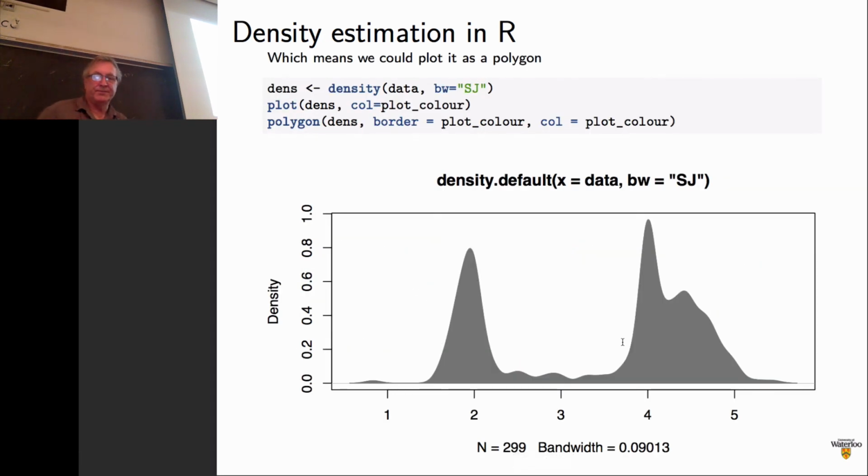In particular, I can get the density. I can plot it. That'll plot the outline here. And if I want it filled in, I'll just do a polygon on the density, because the polygon's going to look up the x and y values and do the fill in. Okay? So that's how I get a nice, sort of solid looking density.